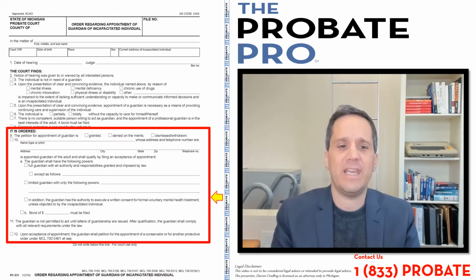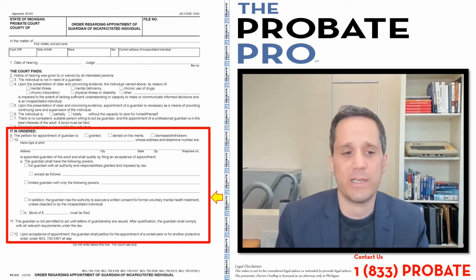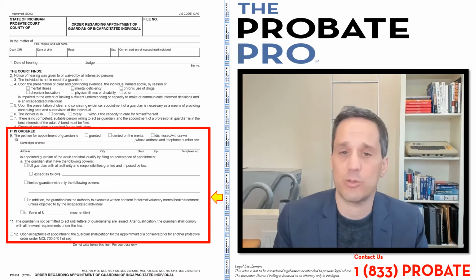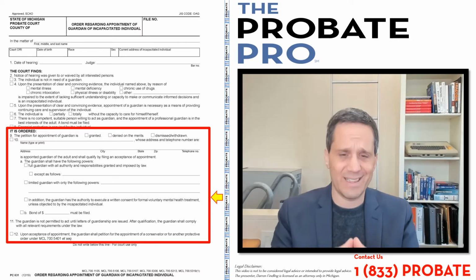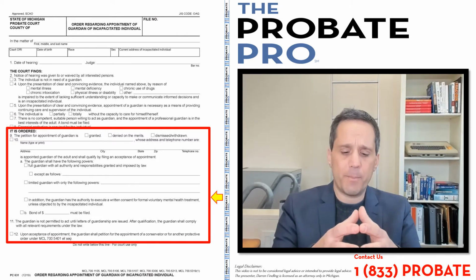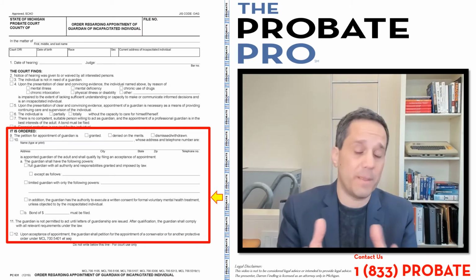Number 9 is whether it's granted, denied on the merits, or dismissed or withdrawn. Number 10 is the identification of the person who is appointed guardian. And then A, if there's any limitations relative to those powers, or whether it's a limited guardianship. The idea of guardianship is really restorative. It's not designed for permanency, although it could be permanent.